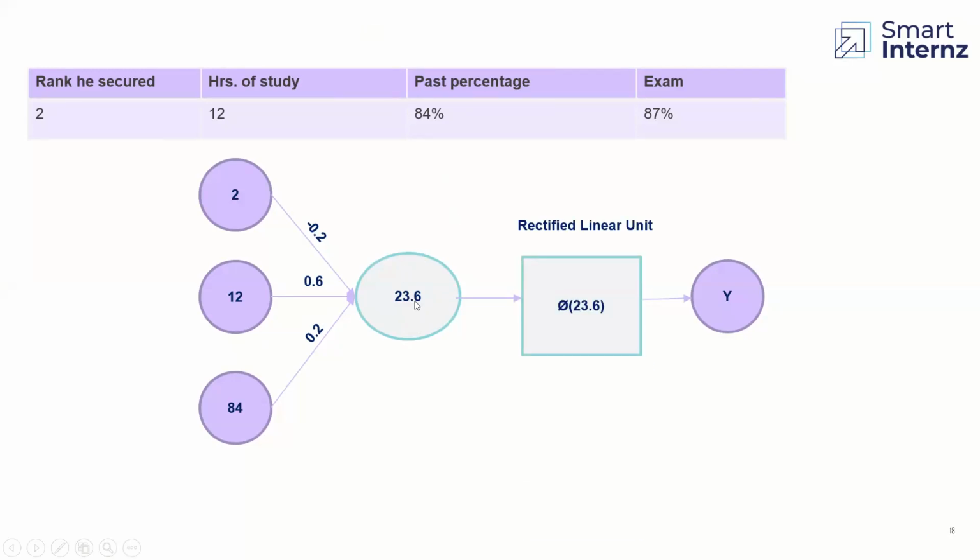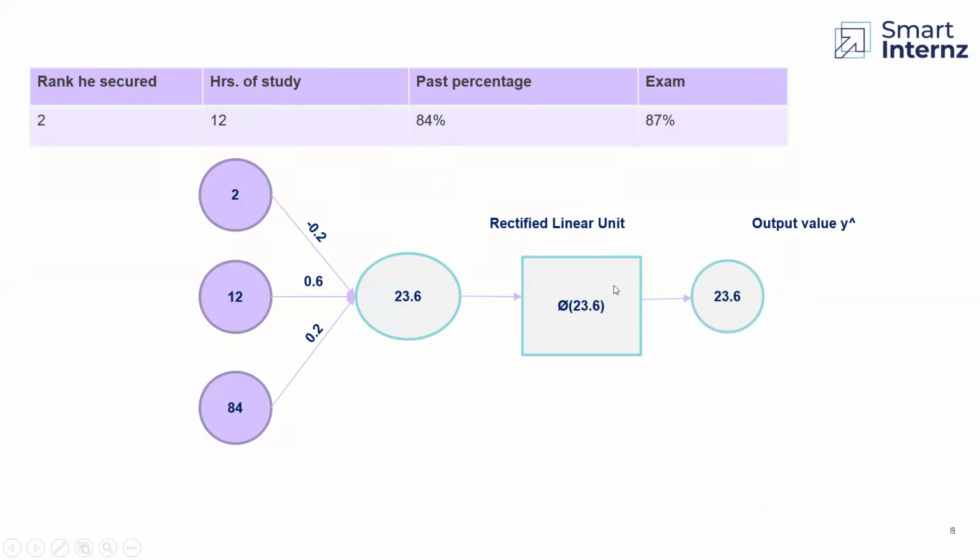Now in the summation function outcome which we got as 23.6, we applied ReLU as an activation function. When we apply ReLU as an activation function, we will get an output. So what will be the output in this case? Y bar represents the predicted outcome, and our actual outcome is 87 based on this data. So is it the correct outcome?